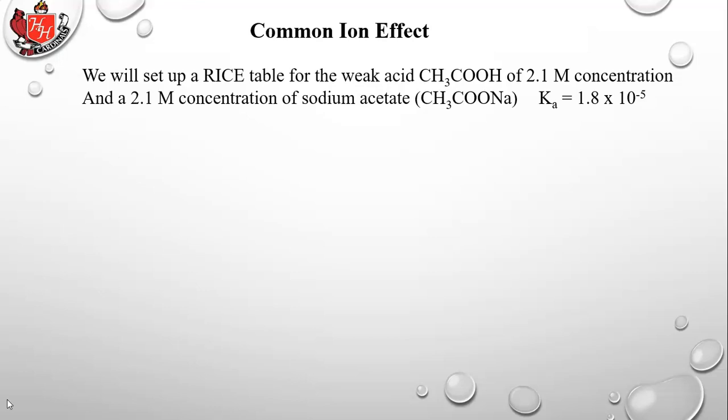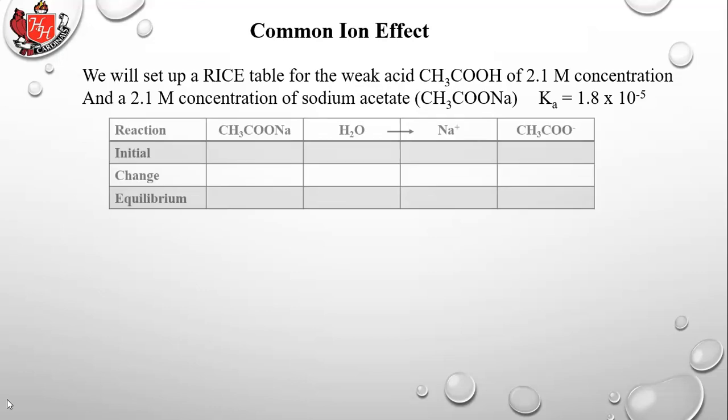First of all, we want to see what happens to the sodium acetate, so we're going to do a RICE table for that initially. Here we go. You have sodium acetate on the left, and it's going to react with water. It's going to produce sodium ions. They're going to be spectator ions. They're not going to do anything else in the reaction. They're just going to sit off to the side and watch the reaction. But then you are going to produce the acetate ion, CH3COO-.